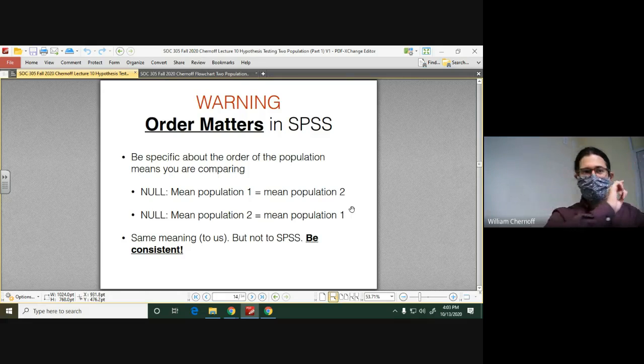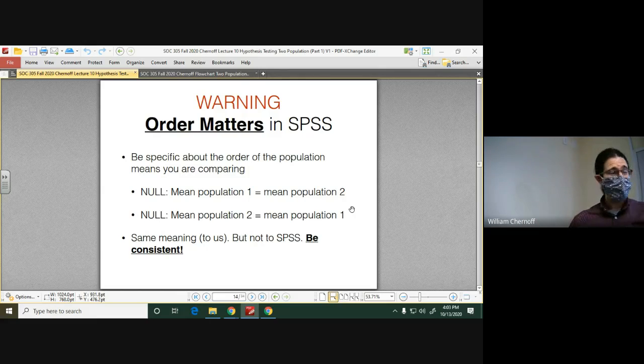Now, I want to make a very strong warning here. The order of your populations and how you talk about them matters. So you're going to come up with a null hypothesis. It could be something like this: the mean of population 1 equals the mean of population 2.